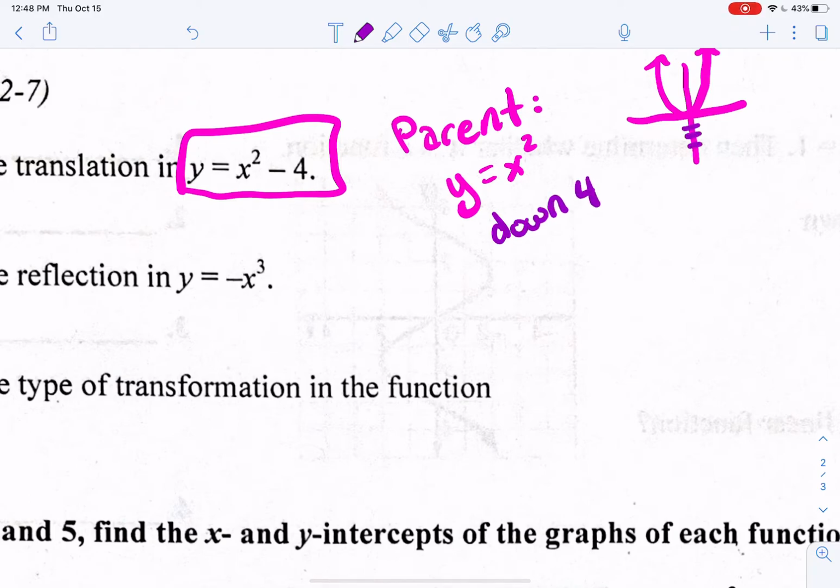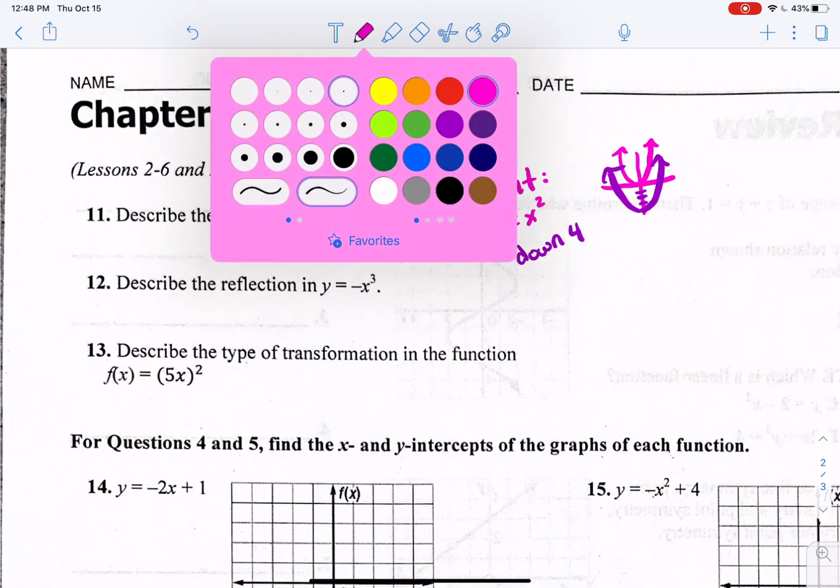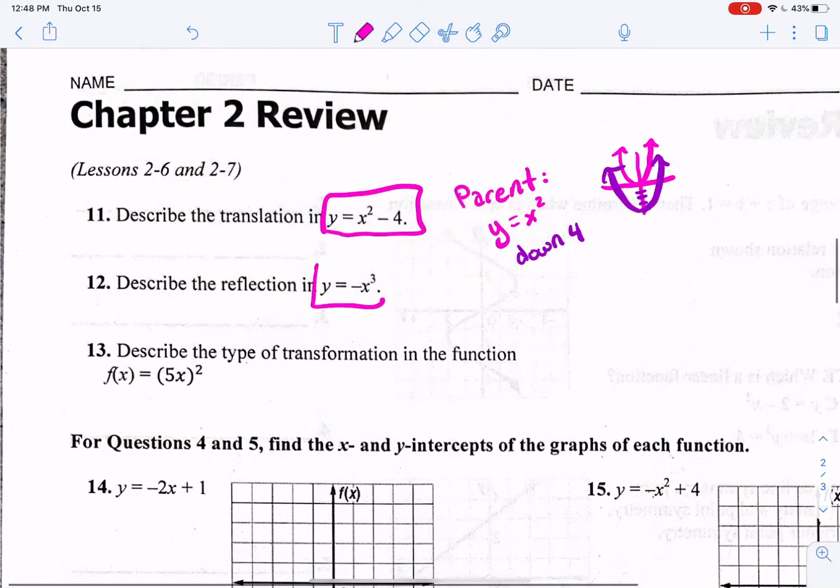So 1, 2, 3, 4. He's going to be the same parabola, but he's going to look like this instead. Okay, next one. Describe the reflection. I'm going to go back to my pink color. The parent function, this is the one that we're doing.